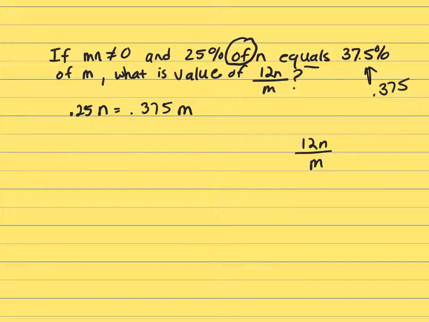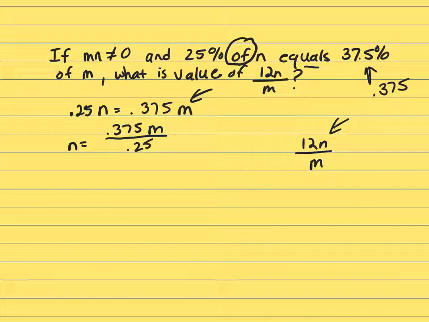So what I'm going to do is take this equation and solve for n or m and plug it in here, okay, and see if that gives me an answer that's listed. So n equals 0.375 m divided by 0.25. I could have solved for n or m, it doesn't matter, okay?